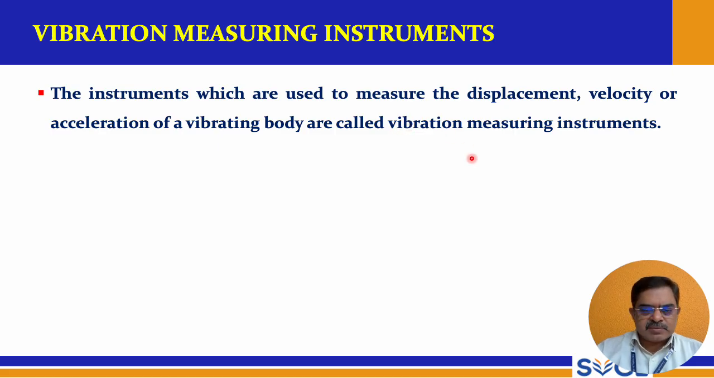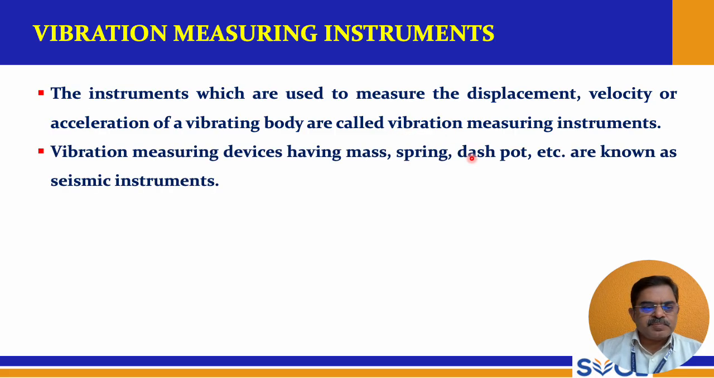So these are special purpose instruments. Vibration measuring devices have mass, spring and dashpot. These three basic elements of a mechanical system are known as seismic instruments. Seismic instruments are related to the ground. So the ground and gravitational forces act on the body and they are considered here. The forces which are due to gravity are also considered here.